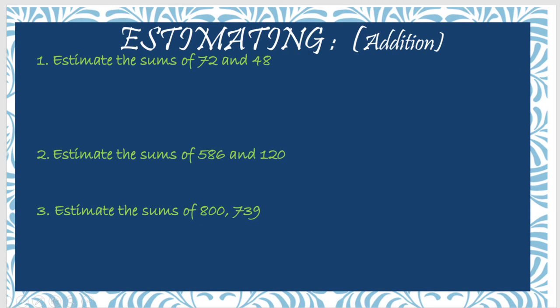Now, we have to perform the same estimation with addition. It's very easy. The estimation of 72: 2 is smaller than 5, so it will be 70. And 48: 8 is bigger than 5, so it will be 50. And I have to add. It's a very easy number. I have taken smaller numbers to make it easy. Okay, the answer will be like this. We have to be particular about the position of the numbers.